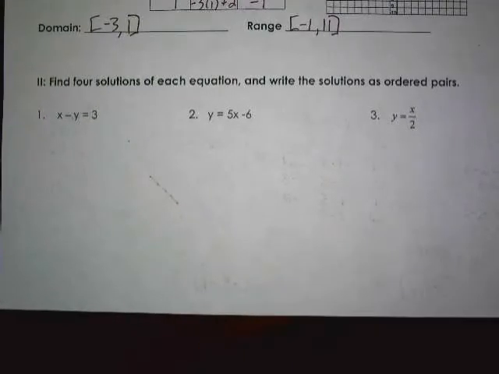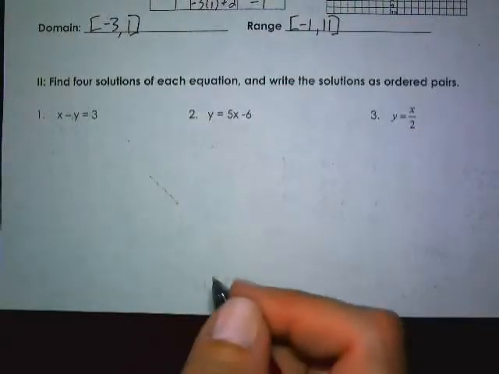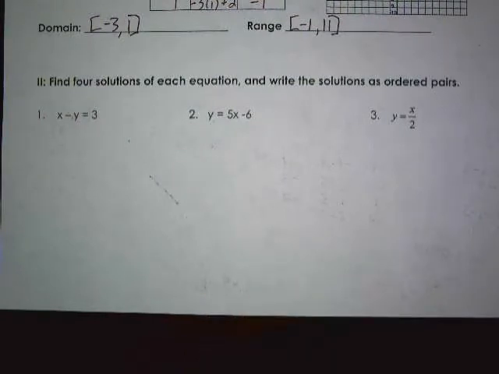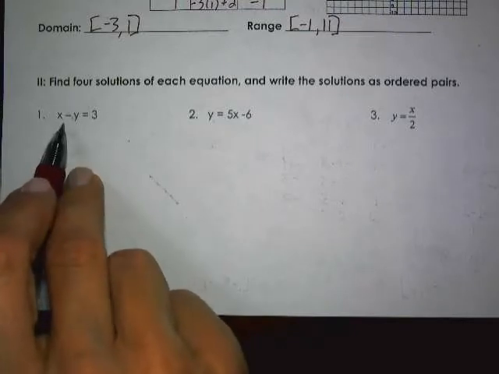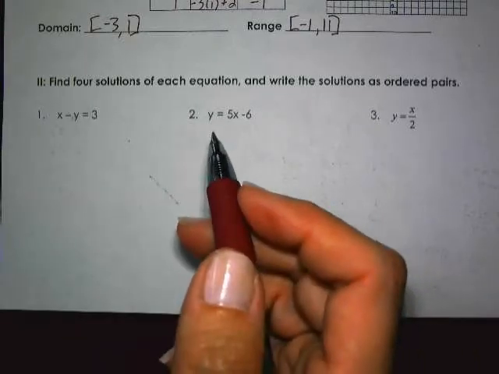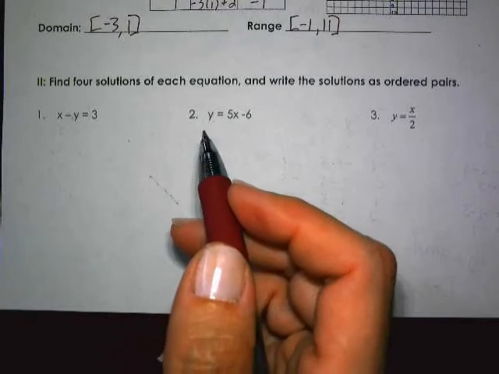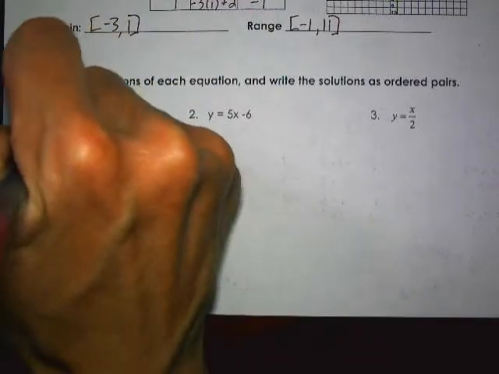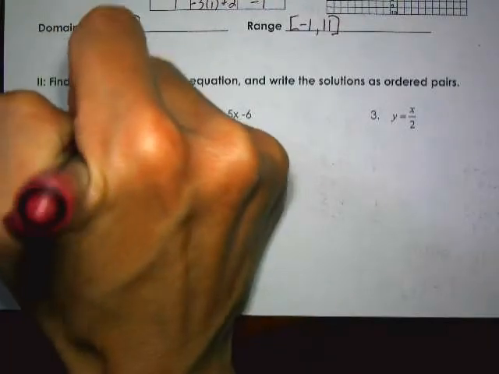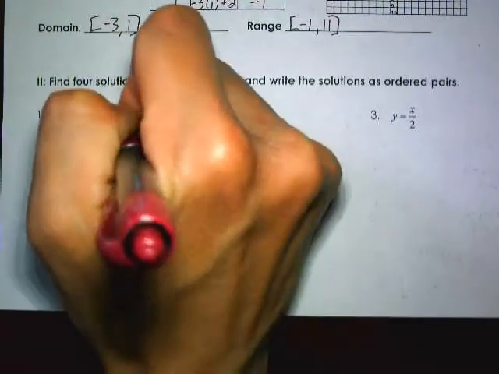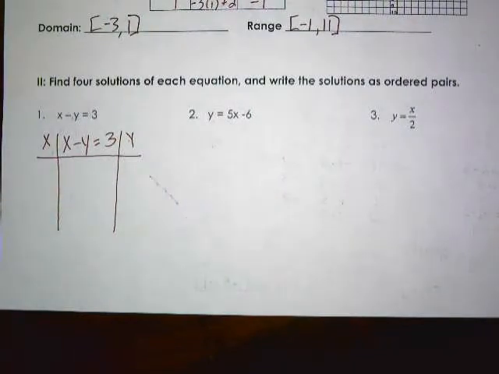All right, find 4 solutions to each equation and write the solutions as an ordered pair. I don't know if I'm going to do 4. You could solve for y here, or you could plug in and then solve for y. I left it the way it is, so I guess I'll go ahead and do that. But I'm not going to do all 4 points.